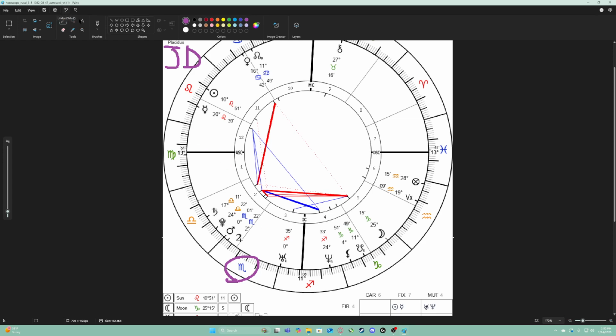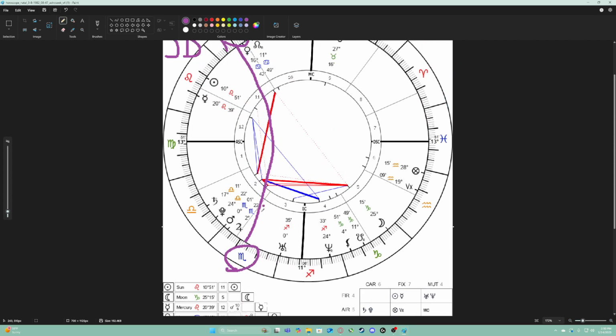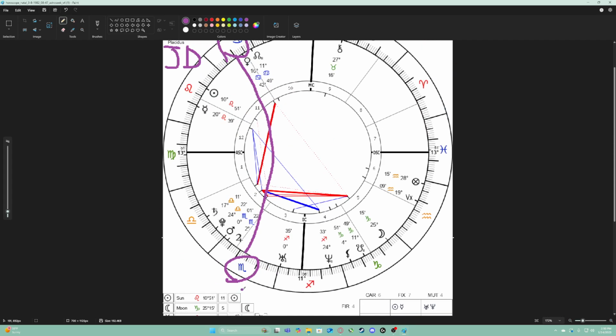But it wouldn't even be that. It would just be whatever it is. But it will always be the same element. Like I said, Scorpio water, Pisces water. And it can go for Cancer, right? Scorpio water, Cancer water. That's a trine right there. 120 degrees away. So, moving on.